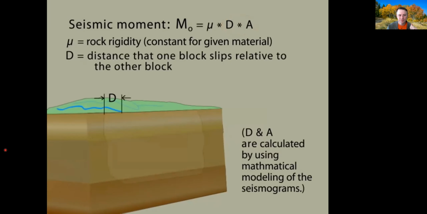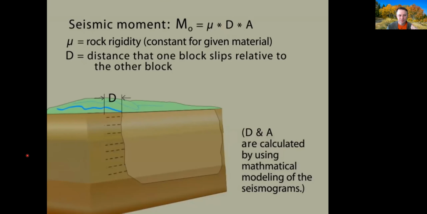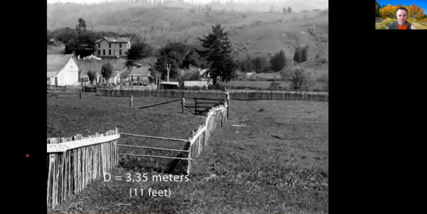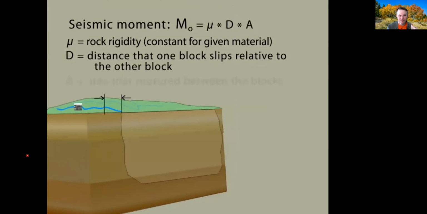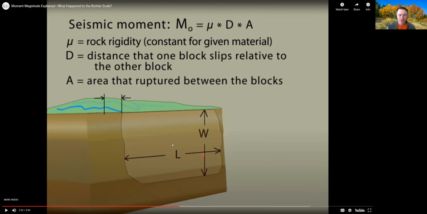D is the distance that the rock slipped along one side of the fault zone relative to the other side. In the 1906 San Francisco earthquake, this fence line was offset over 3 meters. A is the estimated area of the fault zone along which the rock slipped. So this is the big part here. When we talk about those normal faults, the reverse faults, even the strike slip faults, when we talk about an earthquake rupturing, this is what we mean. How much surface area actually broke.